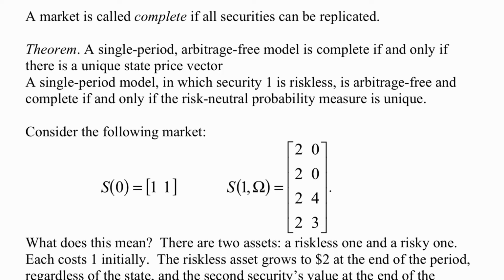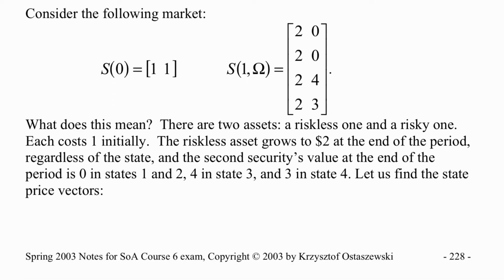A single period is this theorem that you need to know. A single period arbitrage-free market is complete if and only if there is a unique state price vector. A single period model in which security 1 is riskless is arbitrage-free and complete if and only if the risk-neutral probability measure is unique. So consider the following market, for example.